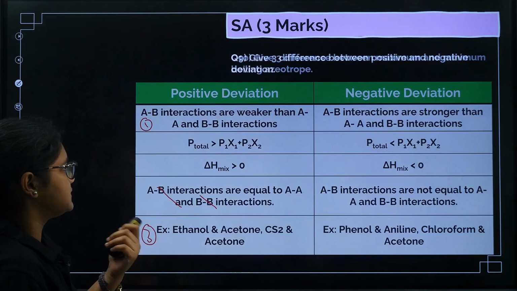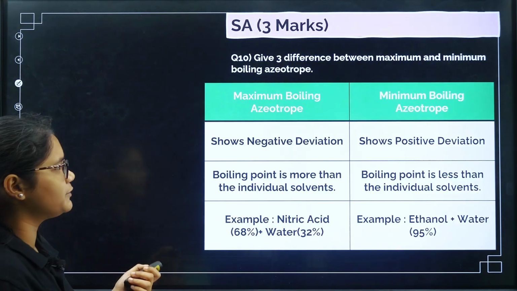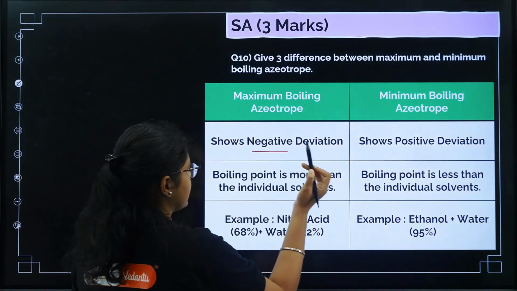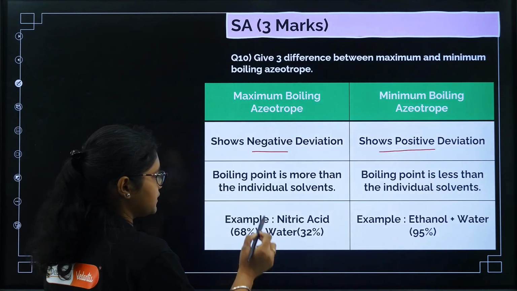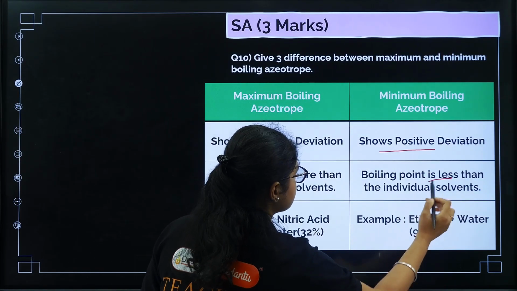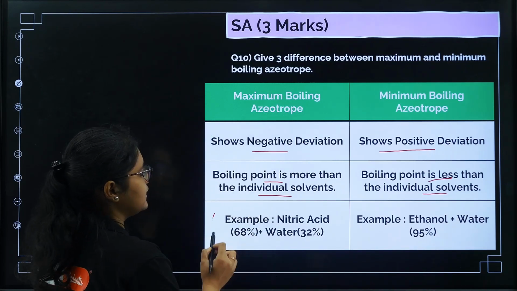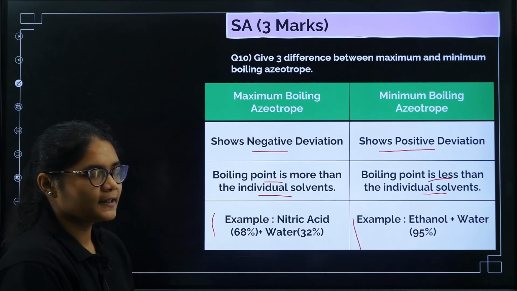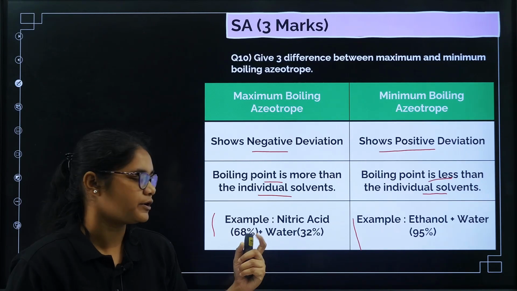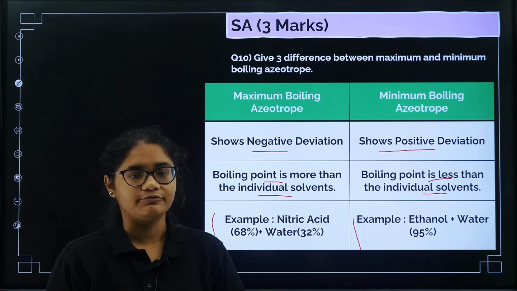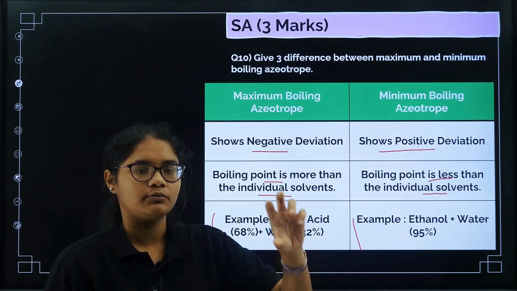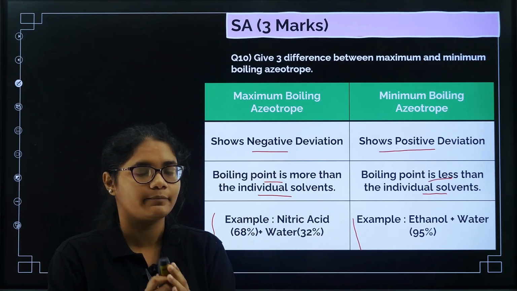Next one, difference between minimum and maximum boiling azeotrope. Maximum boiling shows negative deviation, this shows positive deviation. Boiling point is more than the individual solvents, and boiling point is less than the individual solvents. Then here you have examples. Clear? So you need to learn this table, learn these differences. The examples are sometimes very confusing. Even I was finding examples difficult. So please note down, remember them, see them every day and mug up the examples.